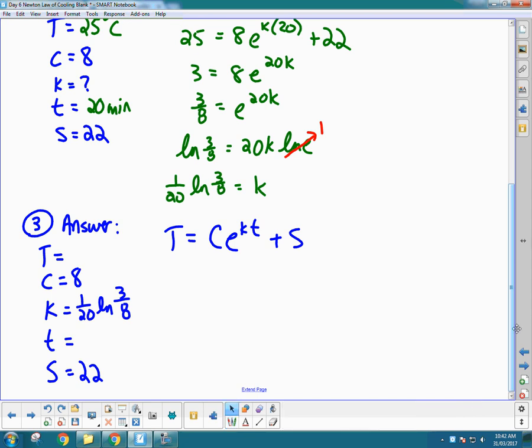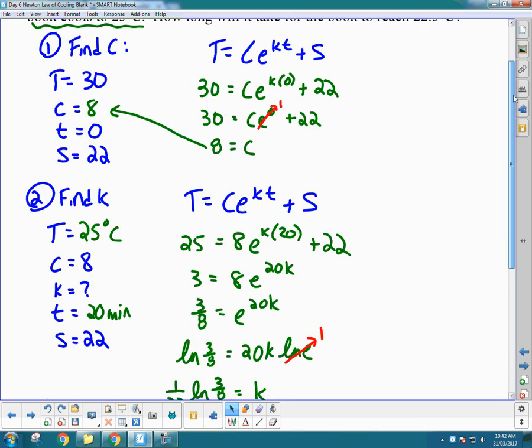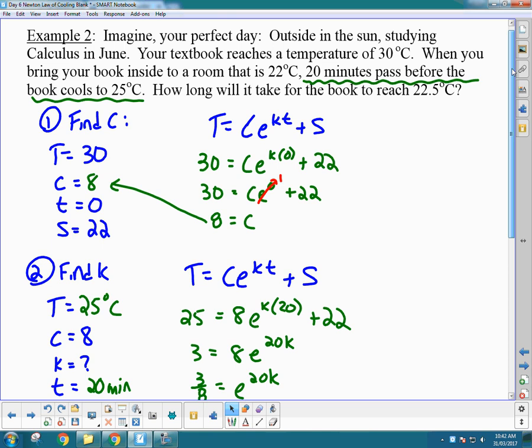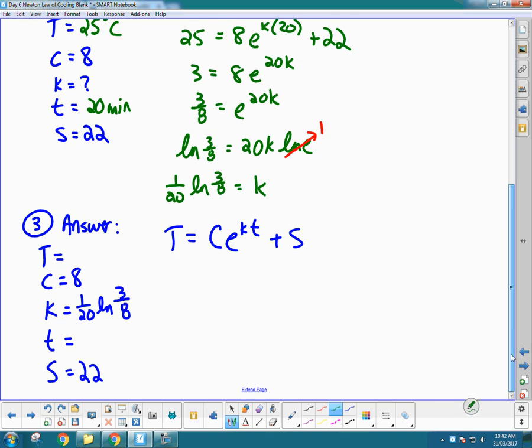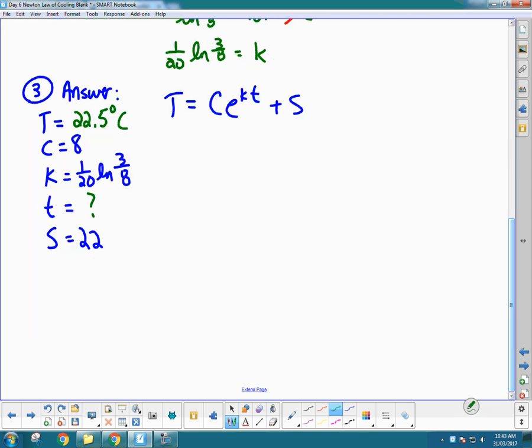And I'm going to go figure out what this question was asking me. So I'm just going to go back and see. And it says how long. So again, I have to figure out the time till the book reaches 22.5. So my temperature now in this question is 22.5 degrees Celsius, and I have to figure out how long. So again, I'll give you a moment in case you want to get ahead of me, sub in and solve for t.